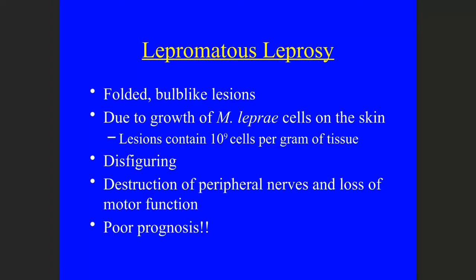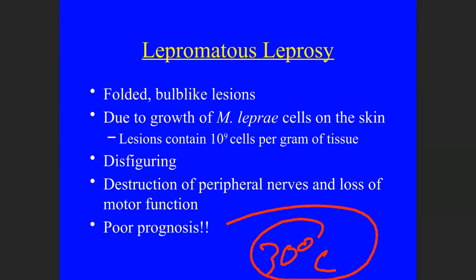So in the lepromatous form, the bacteria starts to grow in the skin, especially the skin in the area around the face, and also the skin right around the fingers and the toes. You might be asking yourself, why the skin in the face and around the fingers and the toes? Well, remember that this bacteria grows better at around 30 degrees Celsius. The skin in those areas is less than body temperature. So when the bacteria enters those areas, it starts to grow and replicate, and it produces these really grotesque bulb-like lesions.